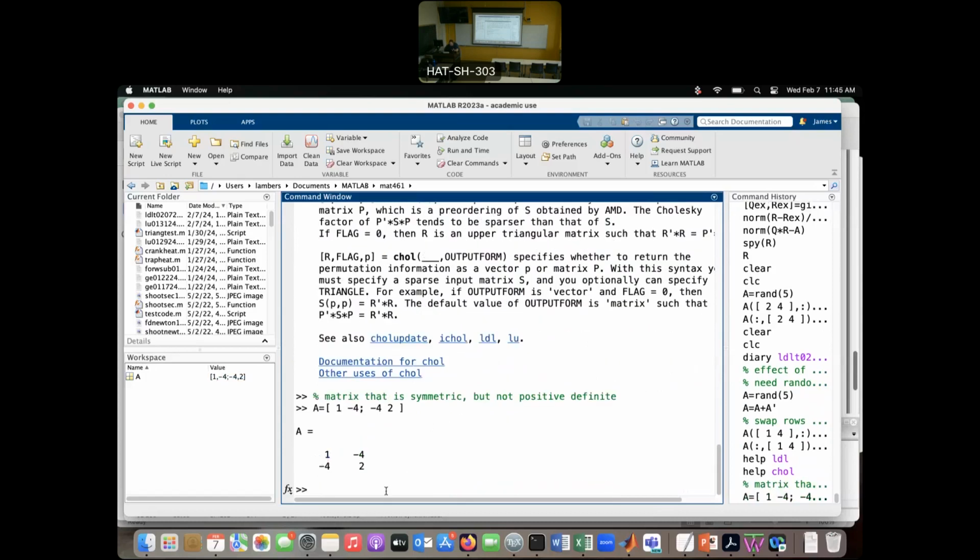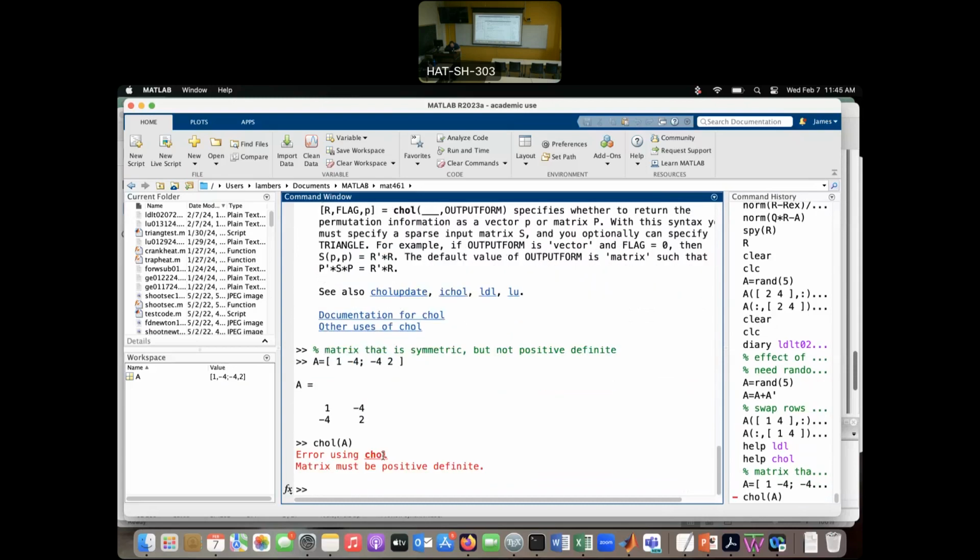All right, so this matrix is symmetric. Aij equals Aji. But if I take the determinant of this matrix, I get 2 minus 16. So the determinant is negative, so it's not symmetric positive definite. So if I do chol of A, that gives me an error. Because if a matrix is not positive definite, the algorithm will break down at some point. So effectively, the algorithm is checking for positive definiteness as you go.